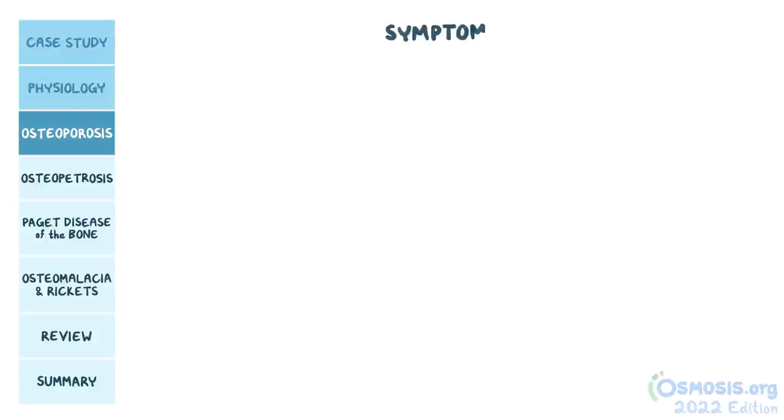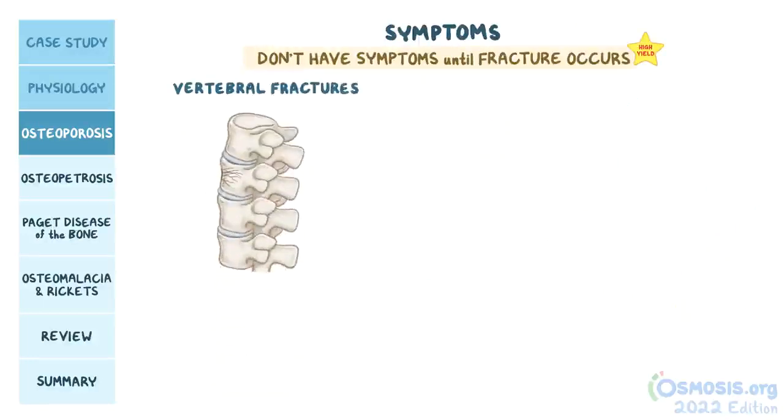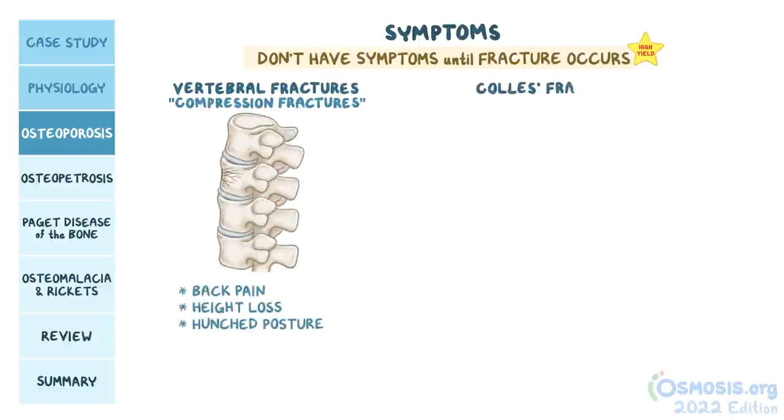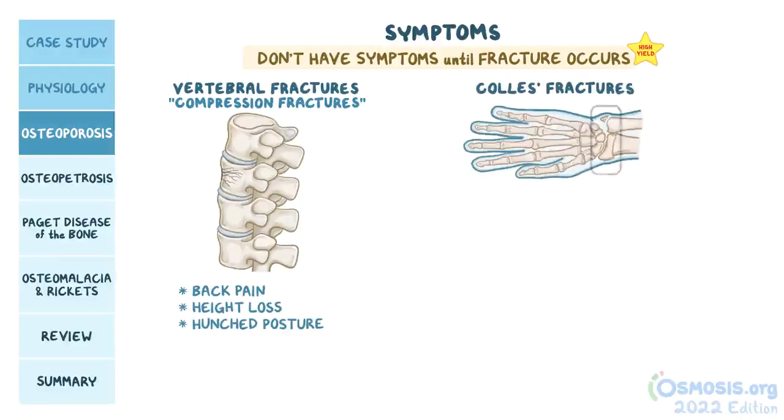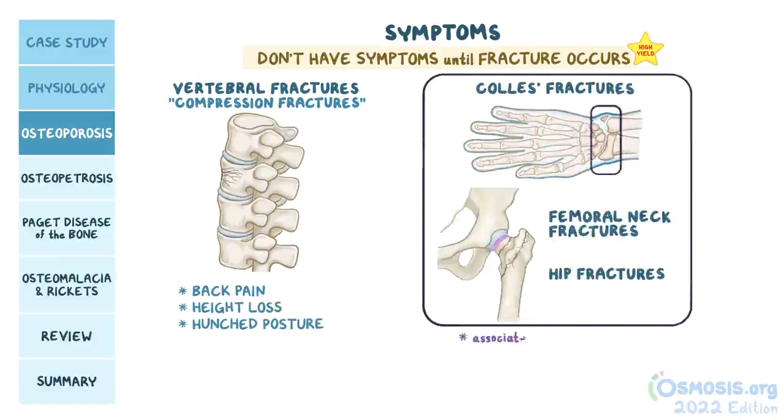People with osteoporosis don't usually have symptoms until a fracture occurs, usually vertebral fractures, which are also known as compression fractures. These cause back pain, height loss, and a hunched posture. Colles' fractures, which are a type of fracture of the distal forearm, femoral neck fractures, and hip fractures can also occur, and they're often associated with postmenopausal osteoporosis and can cause limping and localized pain.